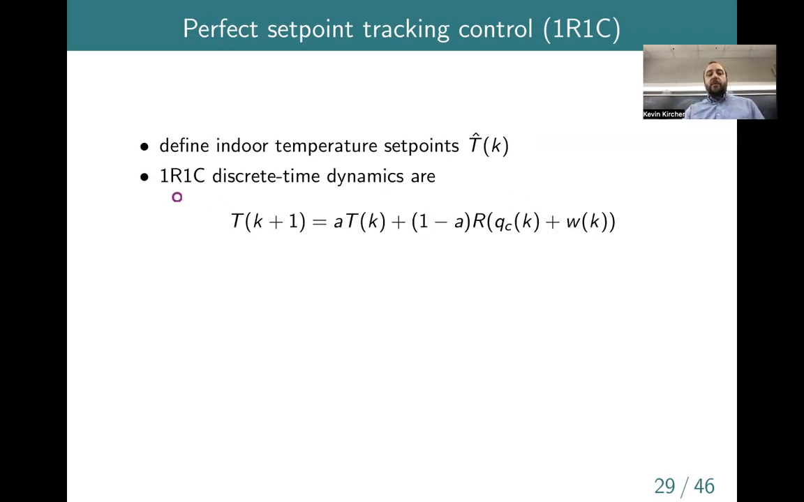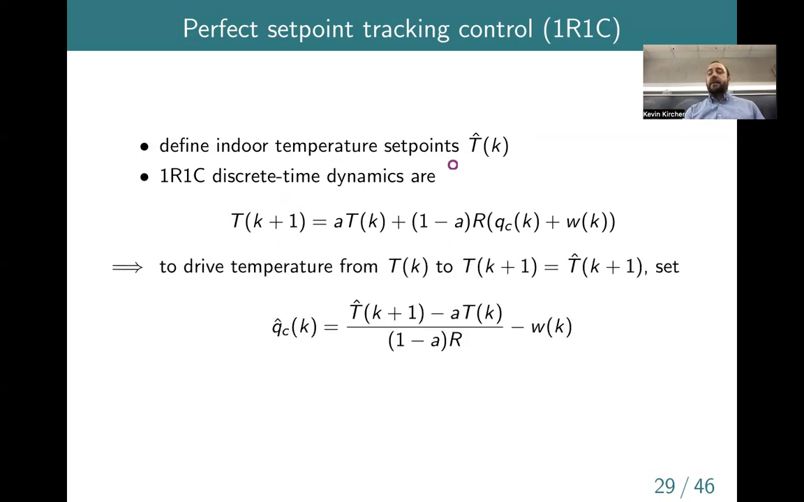And this might just be the preference of the people who reside in the building. Then we recall our 1R1C discrete time dynamics. Let's think about this in the simple context: the new temperature is A times the old temperature plus 1 minus A times this forcing term here. If we're given some temperature and we want to place the next temperature exactly at the desired temperature, call that T hat at the next time step, we plug T hat in for T_{k+1} here, and then we just solve for Q. That tells us the amount of heat needed to drive the temperature in the space from its current value to the set point at the next value. So if you plug in some random initial condition, this will put you exactly at the set point and then keep it there forever.